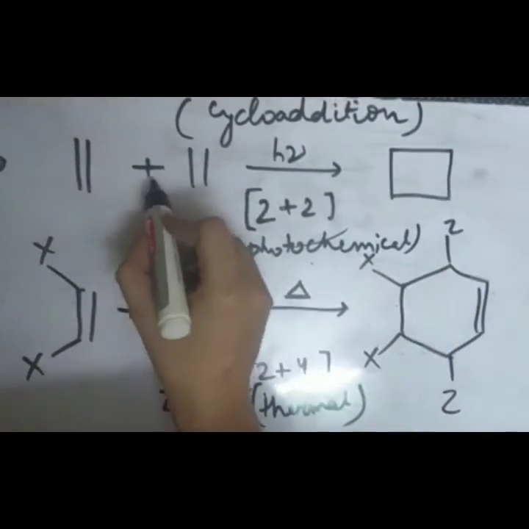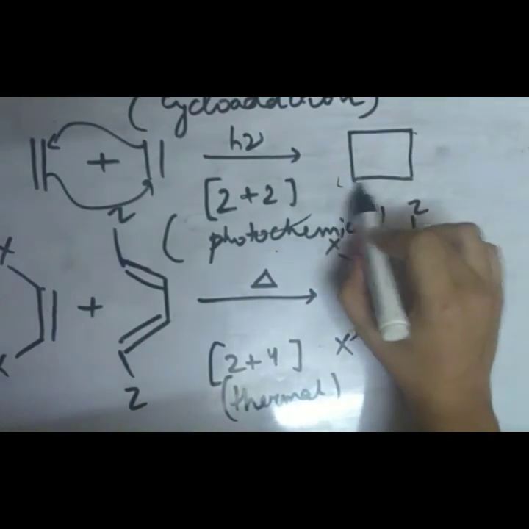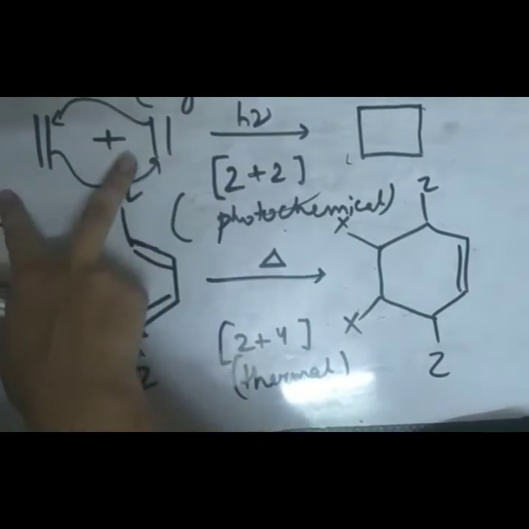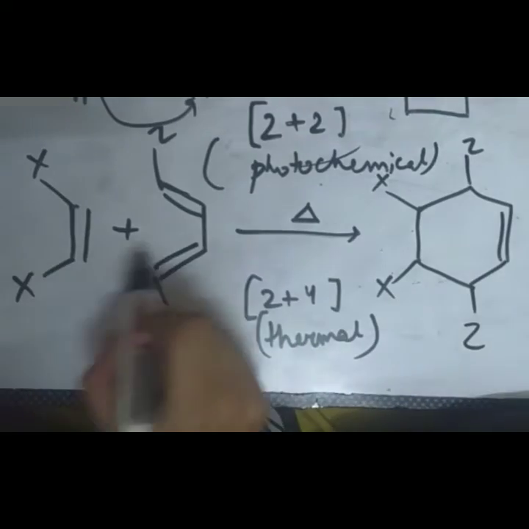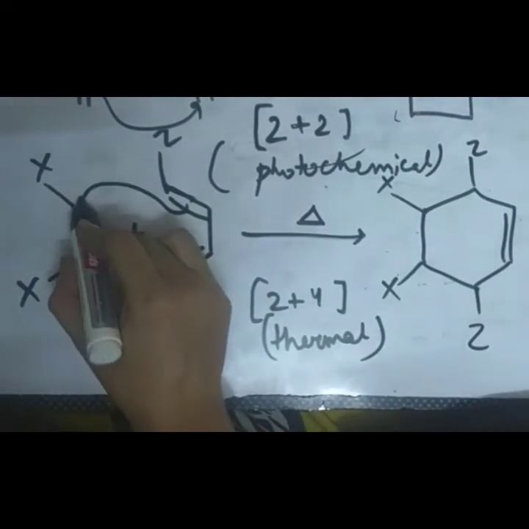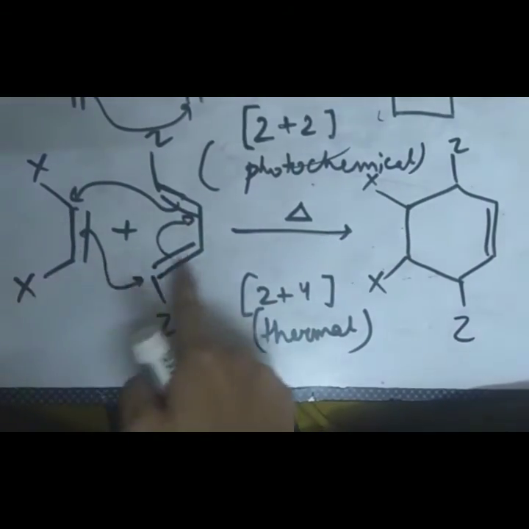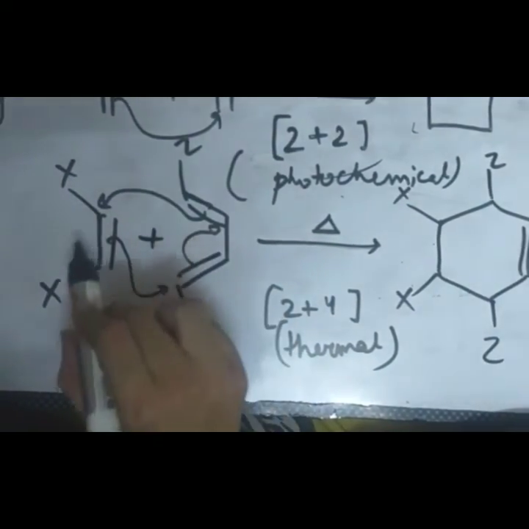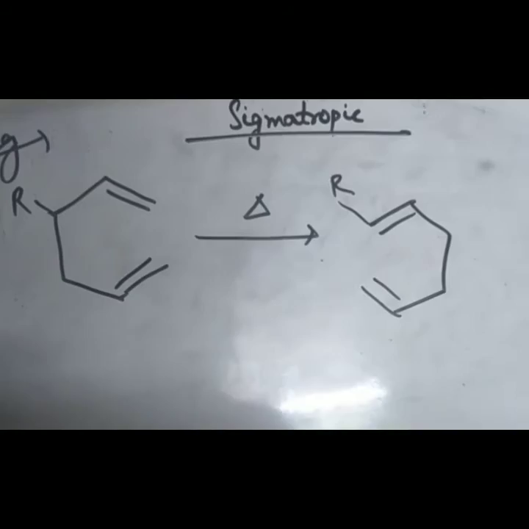So see, in 2,2 cycloaddition, this bond comes here and this bond comes here. So the ring forms. So it is a kind of cycloaddition, cyclic addition, right? Intermolecular cyclic addition, right? And in this 2 and 4, this bond shifts here, this bond attacks here, and the bond shifts here. So it is a type of cyclic addition, right? So we obtain this, right? A double bond is coming here and 2 single bonds are formed. So this is thermal, this is photochemical.